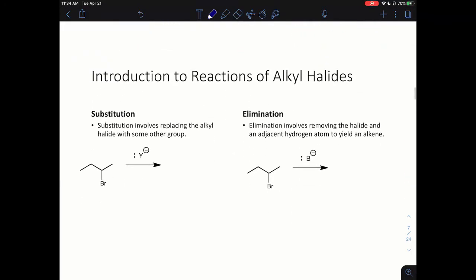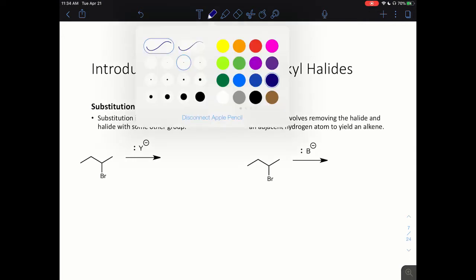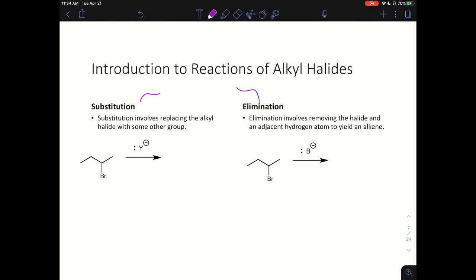So let's get to it. Let's think about the reactions of alkyl halides. There are 2 main classes of reactions that are important for alkyl halides. And again, these groups of reactions are going to be in competition with one another, and that is why we're discussing them together. But we'll get to worrying about that later. So for now, let's look at substitution first and then elimination.